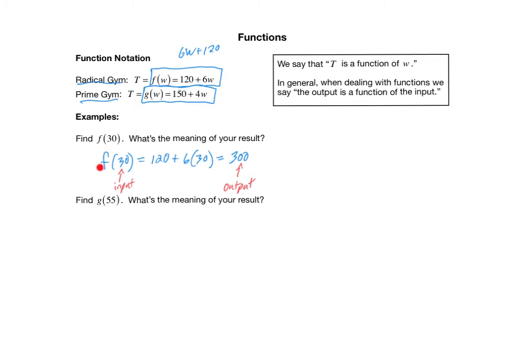Now, again, we had to pay attention to the function name. This tells us we are talking about Radical Gym. So if you work out 30 times at Radical Gym, it will cost $300. It's very important that that's in there because the f is telling us we're talking about Radical Gym. If you work out 30 times at Radical Gym, then you will have spent $300.